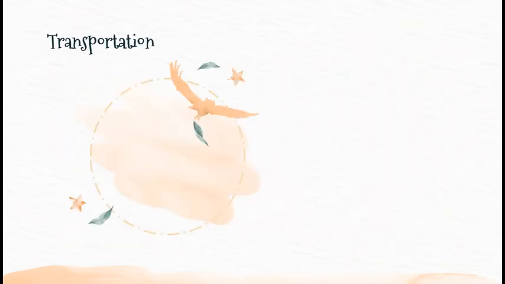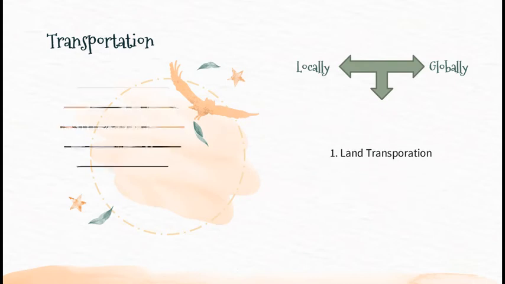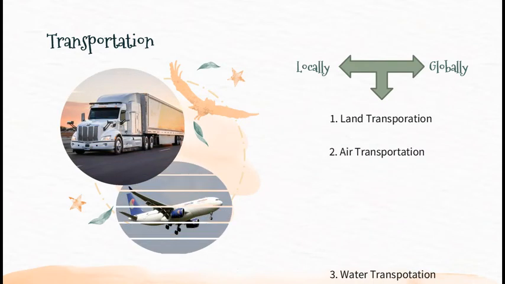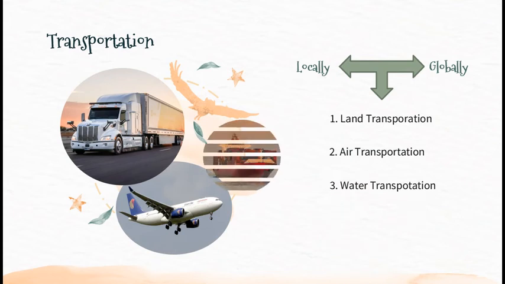The third cradle-to-grave step is transportation. Smartphones are transported to the retailer's hand locally and then globally. There are 3 types of transport involved in this, which are land transportation such as big trucks, air transportation via local and international planes, and water transportation by ships.